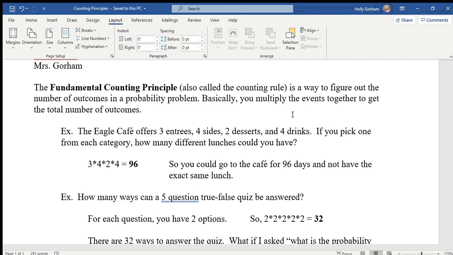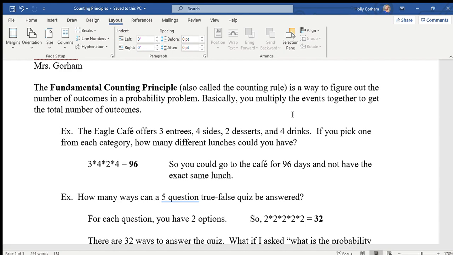The next example says, how many ways can a 5-question true-false quiz be answered? Think about, for every question, how many choices do you have? You have 2. It's either true or false. So on the first question, you have 2 options. On the second question, you have 2 options. You have 2 options for all 5 questions.